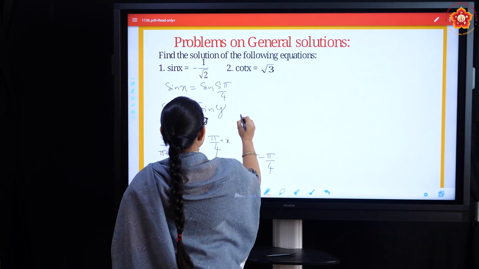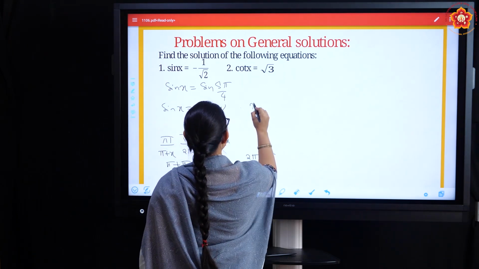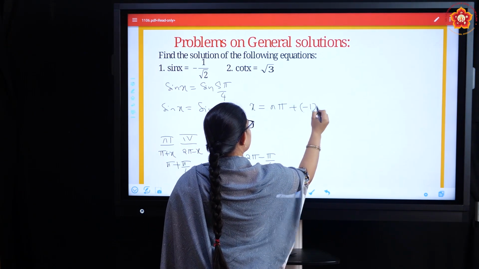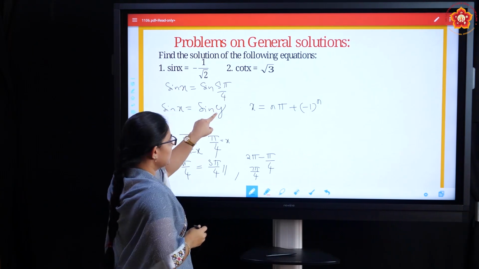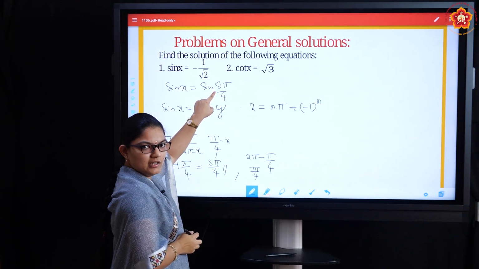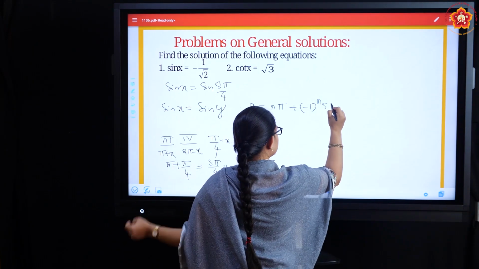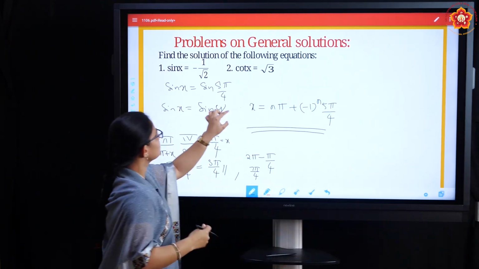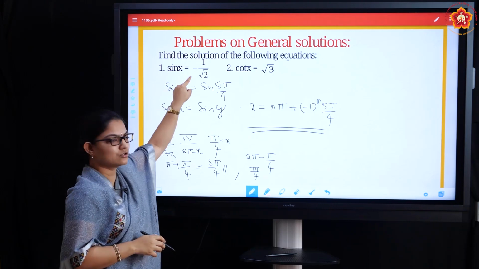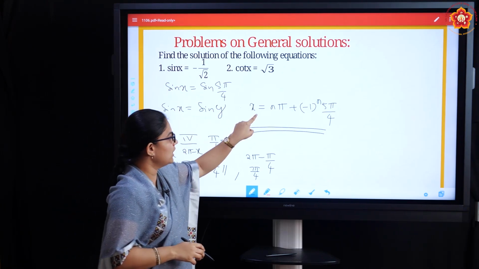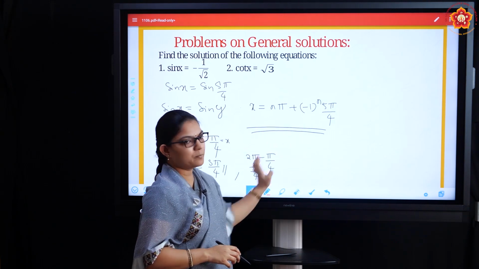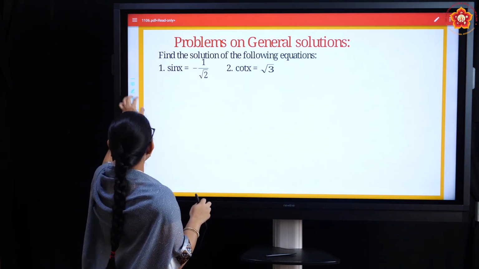Therefore I can use the general solution formula, x is equal to n pi plus minus 1 power n into y, where y I have taken here the angle 5 pi by 4. So just substitute 5 pi by 4. Therefore the general solution of this particular equation, sin x is equal to minus 1 by root 2, is x is equal to n pi plus minus 1 power n 5 pi by 4. Let us see the next problem.